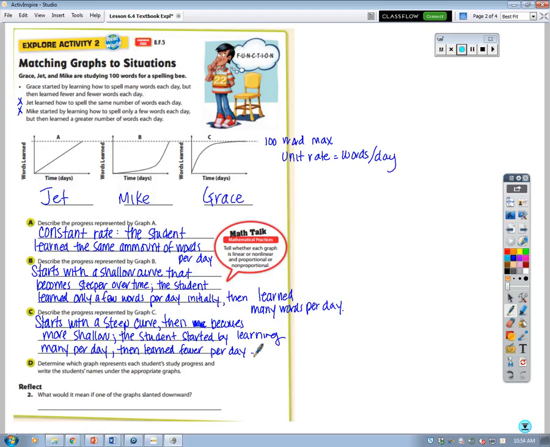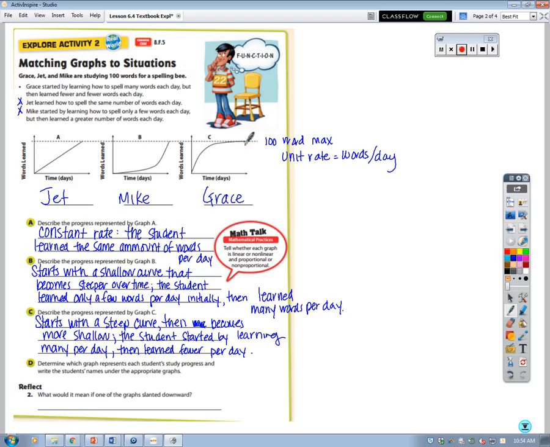So here in D, we're going to determine which graph represents each student's study progress and write the students' names under the appropriate graph. Well, we did that first. So we've got Jet as the constant rate, Mike as the few words per day increasing to many words per day, and Grace as the many words per day decreasing to few words per day. So let's go ahead and reflect on that now.